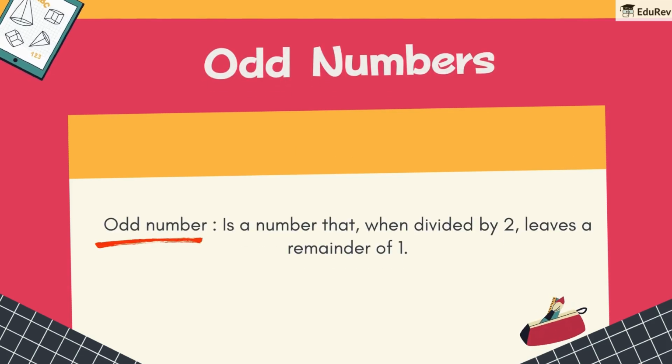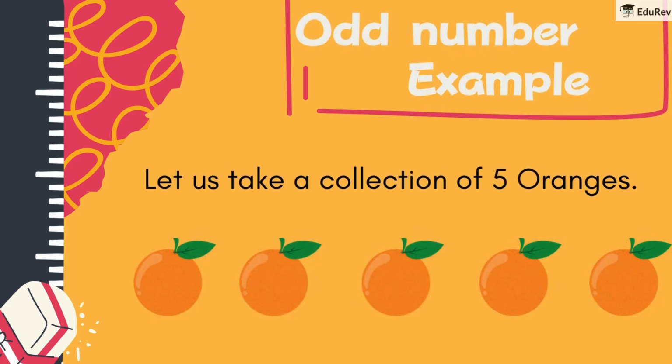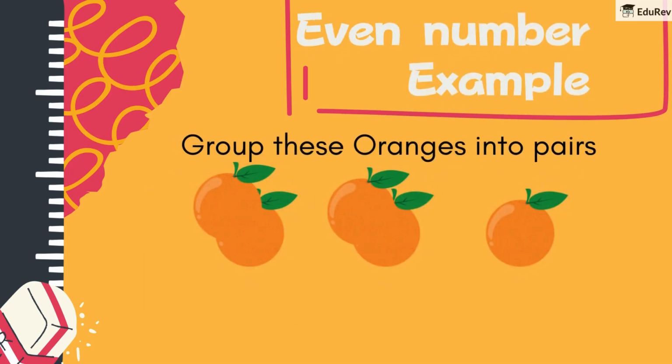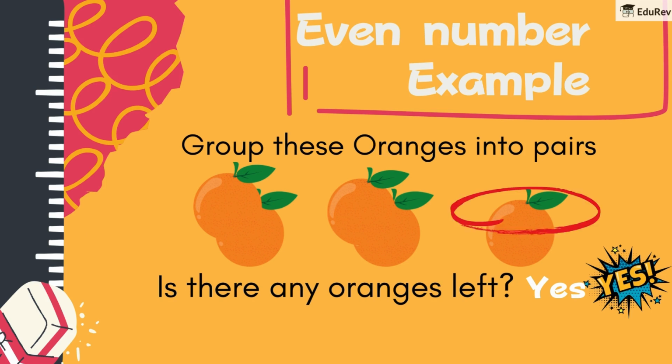An odd number is a number that, when divided by 2, leaves a remainder of 1. For example, if we take a collection of 5 oranges and try to group them into pairs, is there any oranges left? Yes. We will find that there is 1 orange left. Therefore, 5 is an odd number.